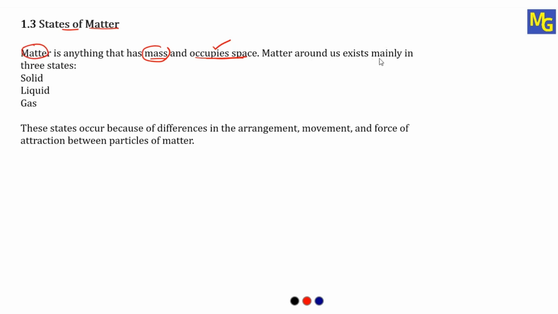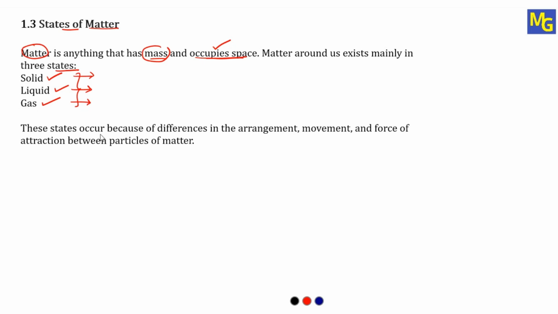Matter exists mainly in three states. So what are the three states? Solid, liquid and gases. Whatever examples of matter we can see around us, we can divide all of them into three states: solid, liquid and gases. For example, a chair is solid, water is liquid, and oxygen, nitrogen, carbon dioxide, these are all gases, which are nothing but the gaseous state. So these are the examples.